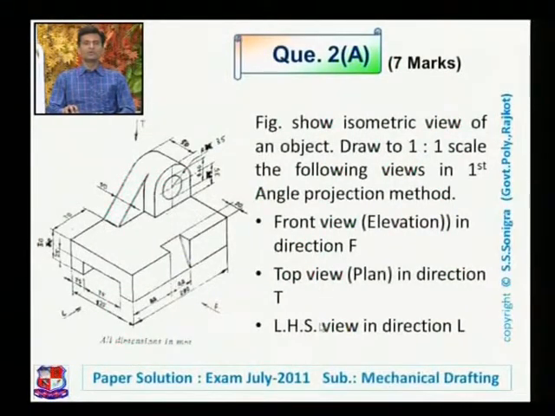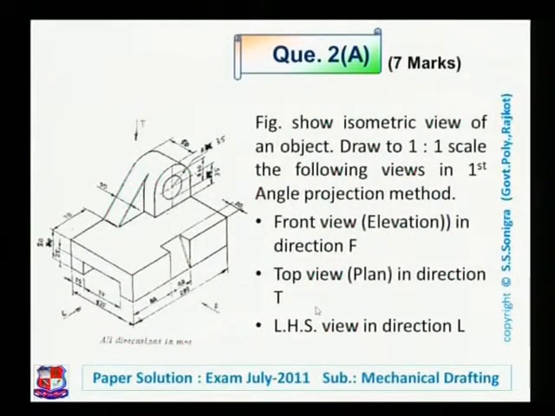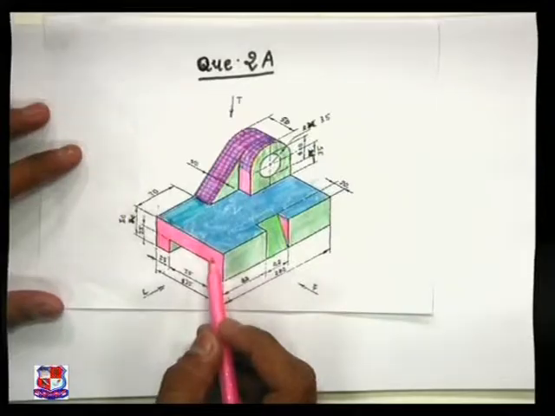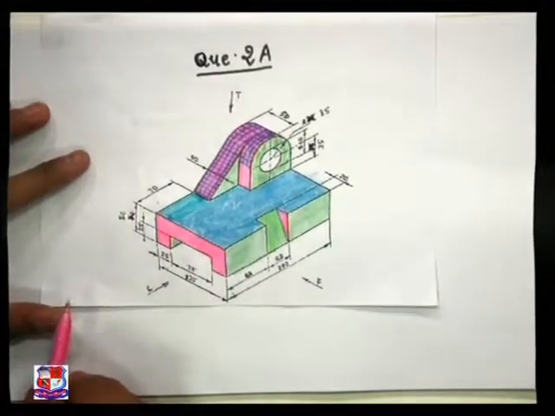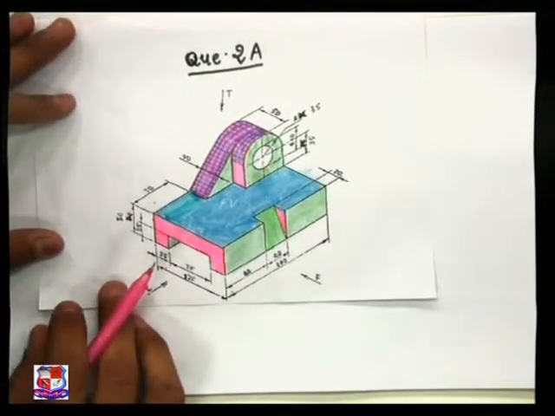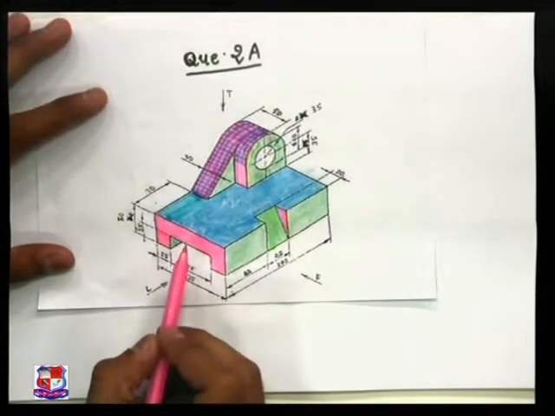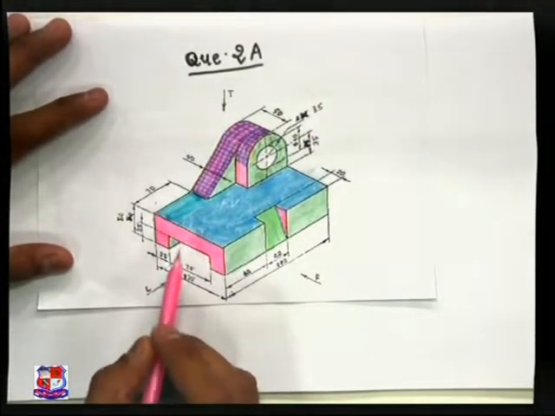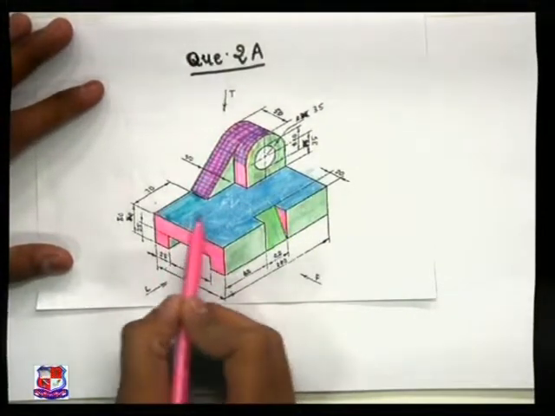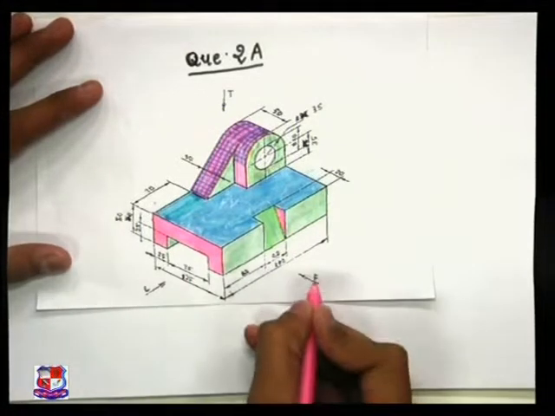And the left hand side view needs to be drawn. In first angle projection method, the left hand side view should be drawn on the right side of its front view. Now let me start the drawing. Here you can say the object is given like this. We can color this object like this. Of course, in the examination you are not allowed to use these colors, but here, to understand the concept, I have colored the various views.